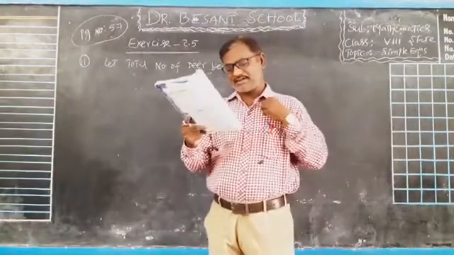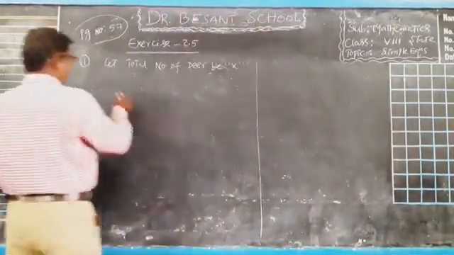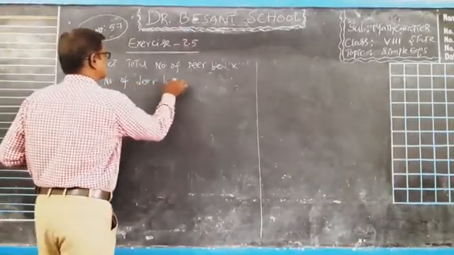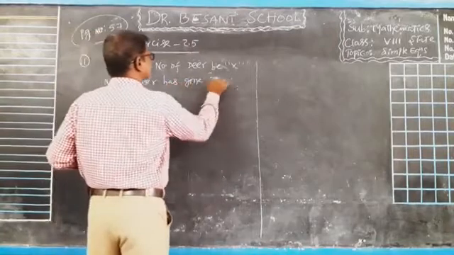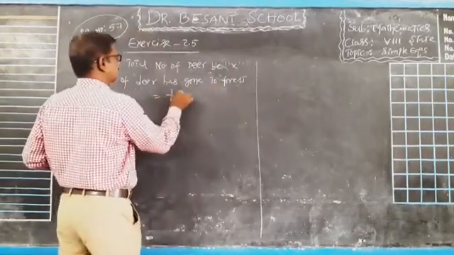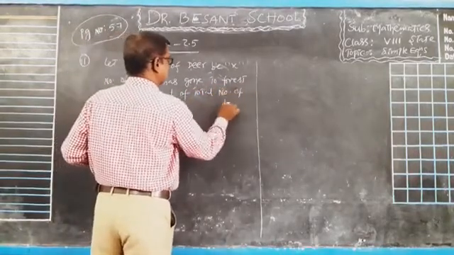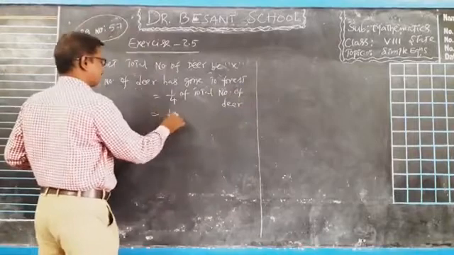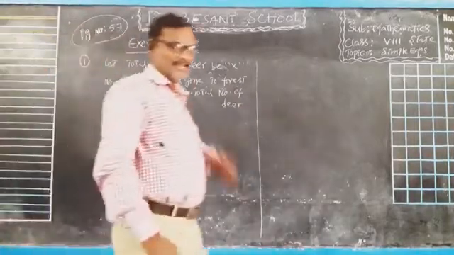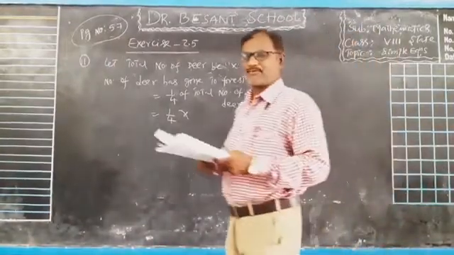So the number of deer that has gone to the forest is equal to 1/4 of the total number of deer, that is 1/4 of x. So when I suppose the total number of deer as x, the number of deer that has gone to the forest is equal to 1/4 of the total number of deer, that is 1 by 4 of x.